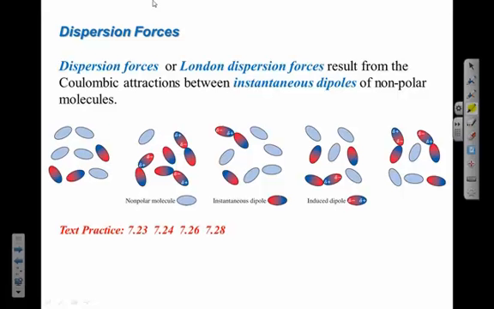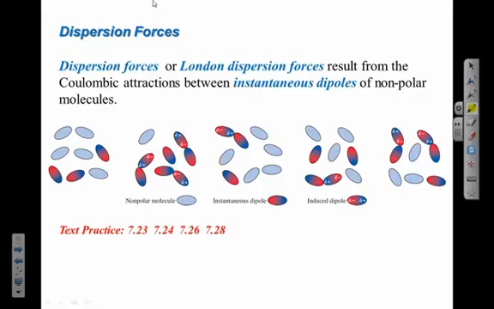What's the difference between a temporary dipole and a permanent dipole moment? A permanent dipole moment exists when you have opposite charges always on opposite ends of the molecule, because the molecule is asymmetrical and there's some electronegativity difference where one atom is pulling the electrons always to one side.